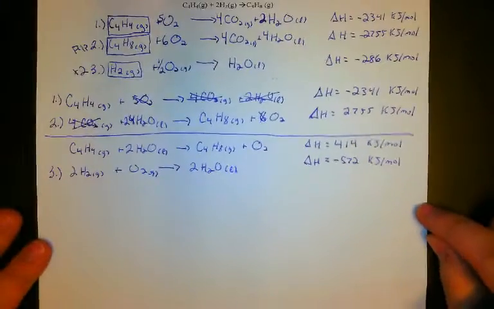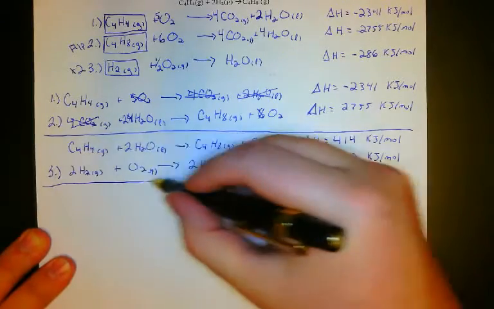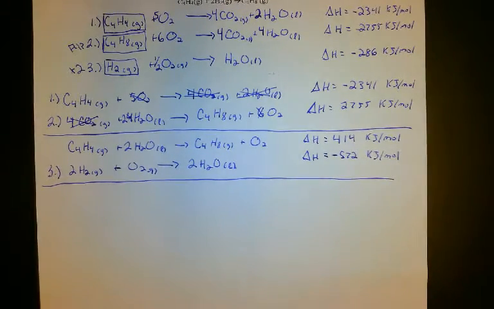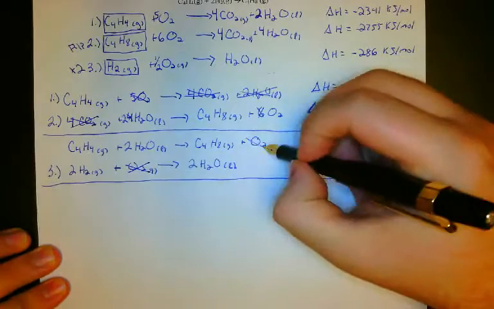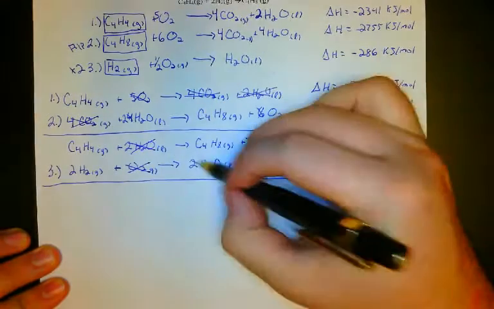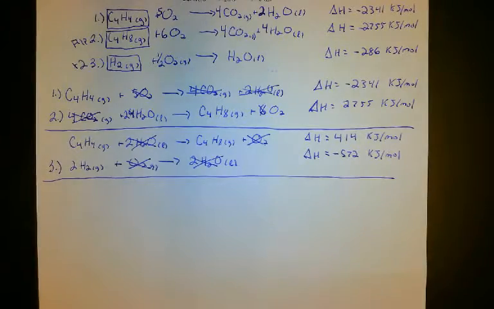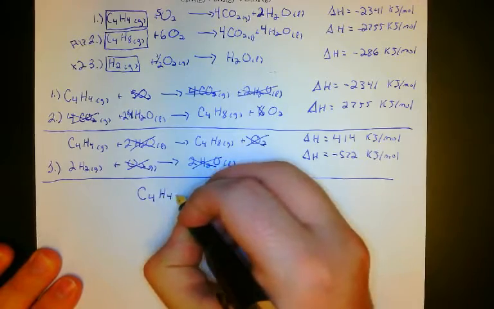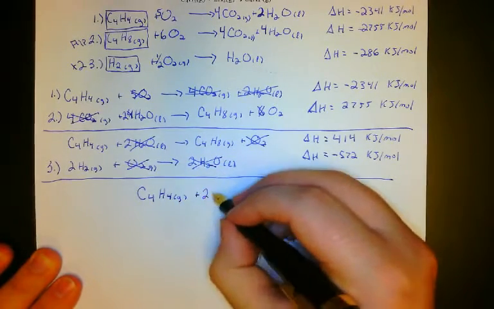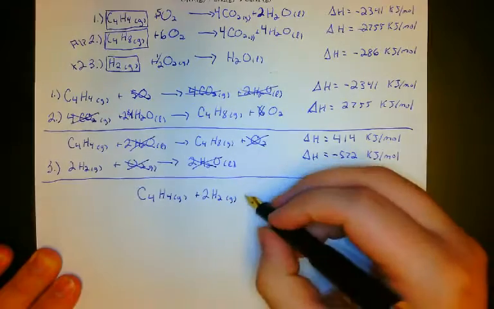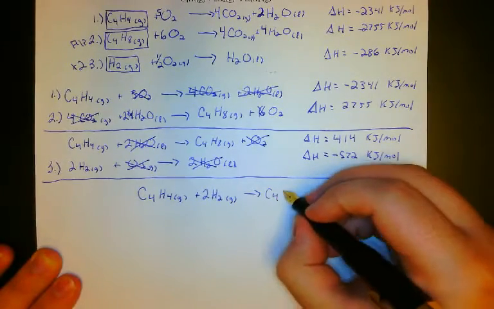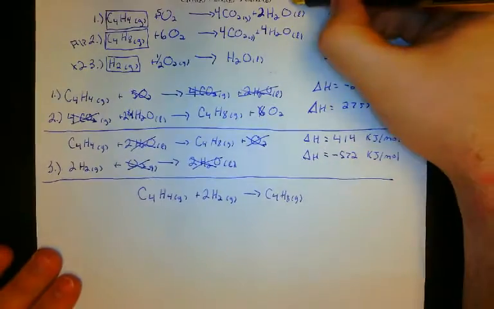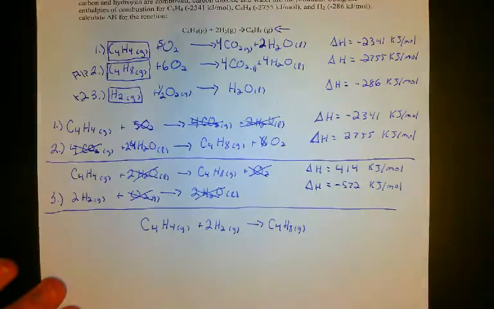Let's slide it up just a little bit. Let's cancel out what we need to cancel out. So what do I have on the left and right that can cancel? Well, I have 1 O2, 1 O2, and I have 2H2O and 2H2O. And that'll give us what we wanted, C4H4 as a gas, plus 2H2 as a gas, makes C4H8 as a gas. It completely matches this right here.